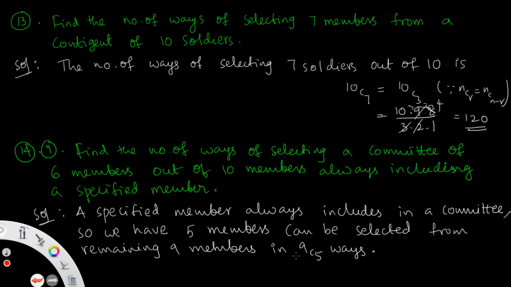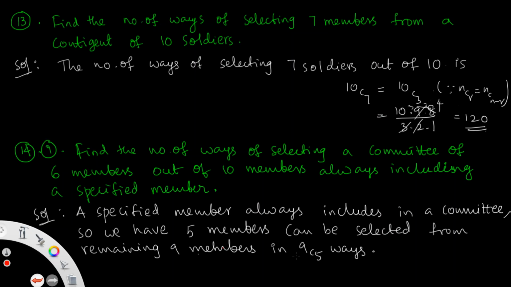Since that person is always included, he is a fixed member. Out of 10 members, one is fixed. So if a committee of 6 members is selected, that person is always there, and the remaining members to be chosen are 5. Any committee that is formed will include that person.